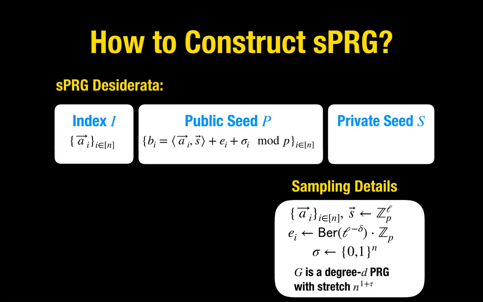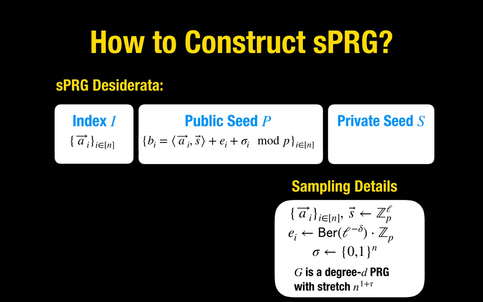Since it's a PRG in NC0, therefore it can be written as a constant degree D multilinear polynomial over the reals with coefficients in the integers. That's what I told you in the initial part of the slides. So it's a degree D polynomial over the reals with integer coefficients. It's a multilinear polynomial.